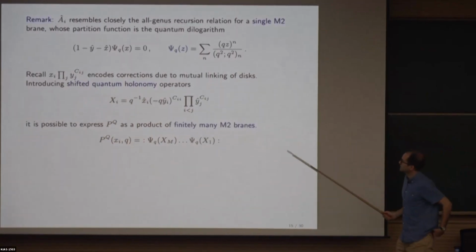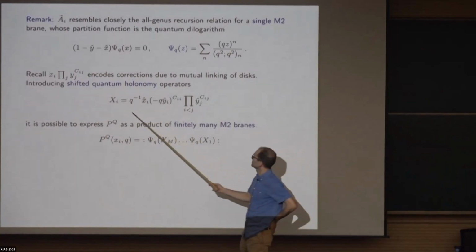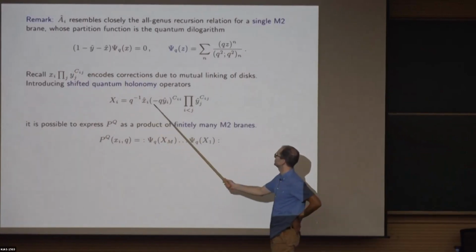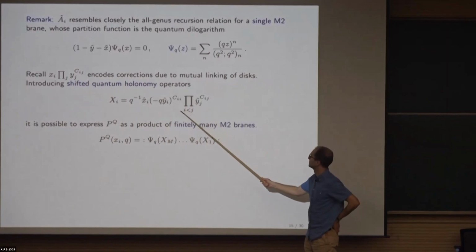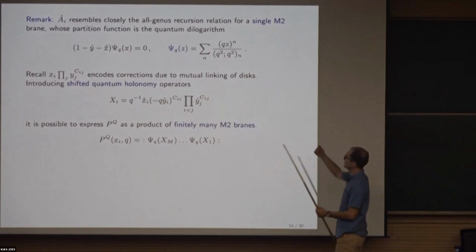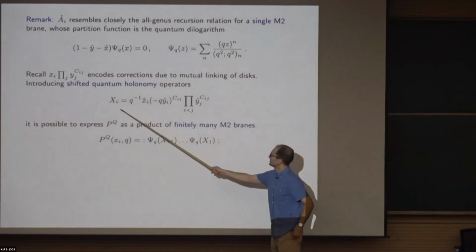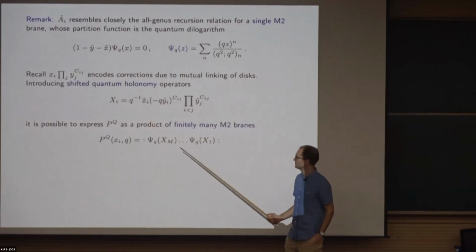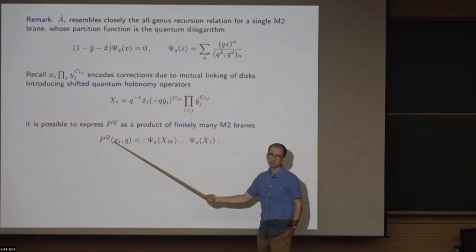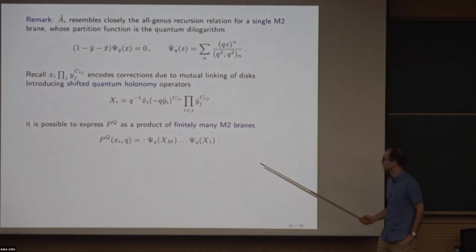So with that in mind, let's define some new variables where we take xi, but then we shift xi by some correction due to the linking numbers, okay? So the claim is that if you introduce these variables, then it turns out that you can rewrite the quiver partition function in a very remarkable form.